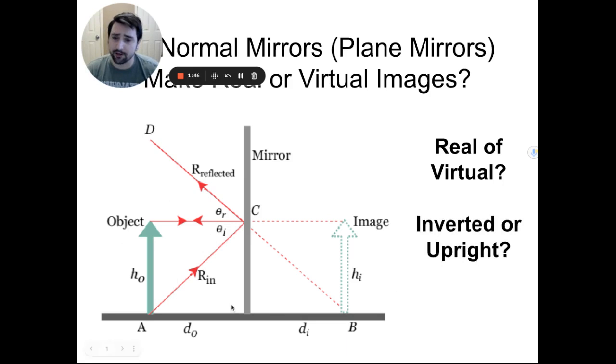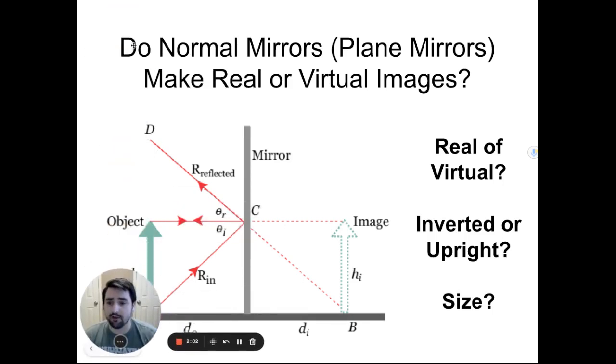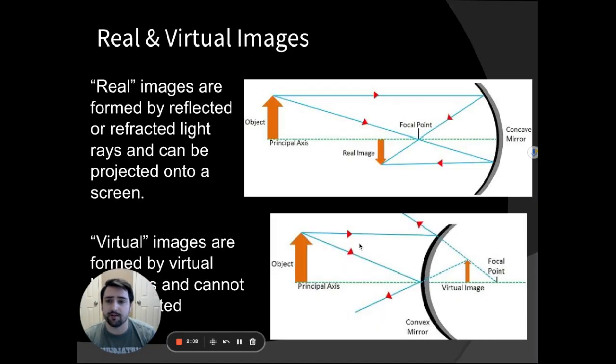Is it upright or inverted? When I'm looking at these rays, they match up so that my arrow is pointing up. So it's upright, and in size, it's the same size. That's how a normal mirror works, or we call that a plane mirror. But we have other kinds of mirrors as well. We have what are called convex and concave, which we'll talk about in our notes in just a second.